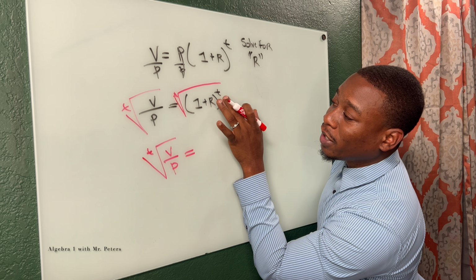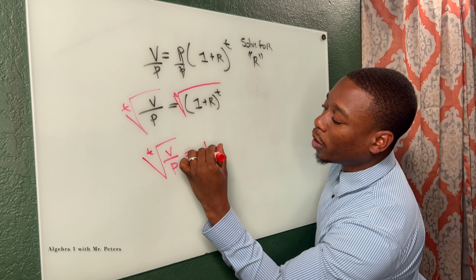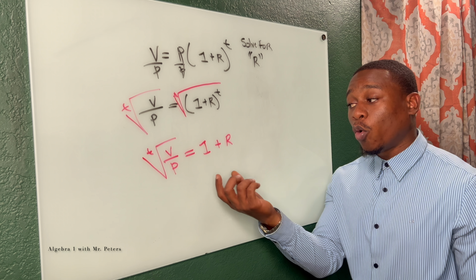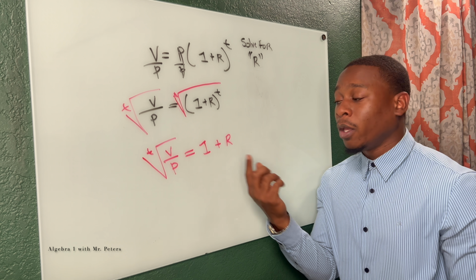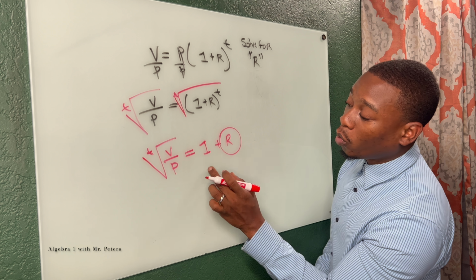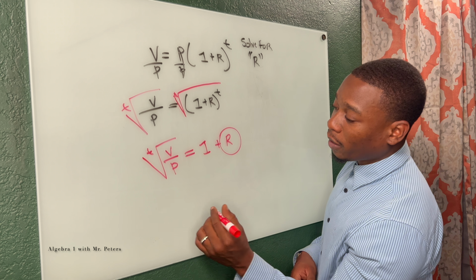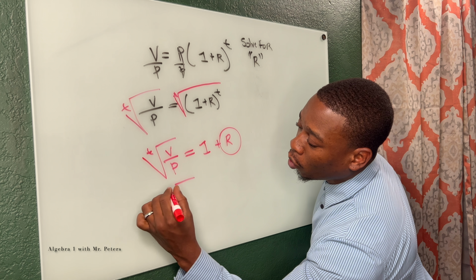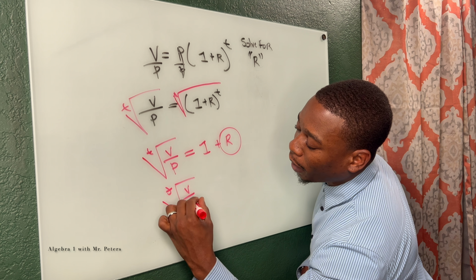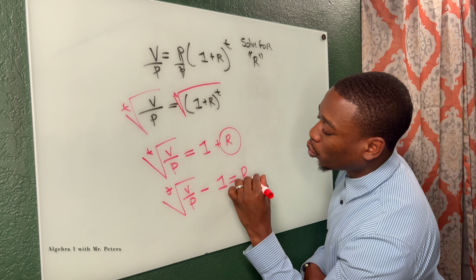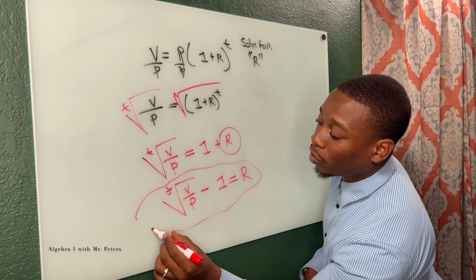So now we have the t root of v over p is equal to what? All right, this t is gone. We're left with 1 plus r. So now we could take the parentheses away or split these terms, I should say. So if we're solving for r, we're doing 1 plus r, right? So for 1, we're going to subtract it. So now we have the t root of v divided by p minus 1 is equal to r, and this would be our final answer.